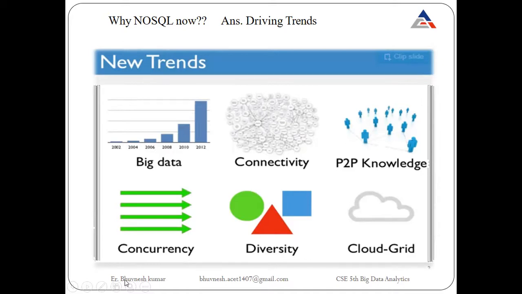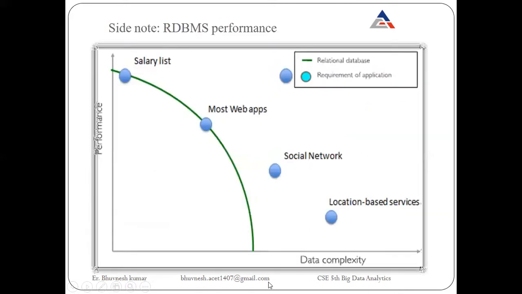Peer-to-peer knowledge: each and every user is connected with each other, or you can say peer-to-peer or point-to-point. Each and every user has a smartphone and an internet connection. They are interacting with each other, and for that NoSQL is added. Concurrency, to maintain concurrency and diversity, for all that we are using NoSQL.